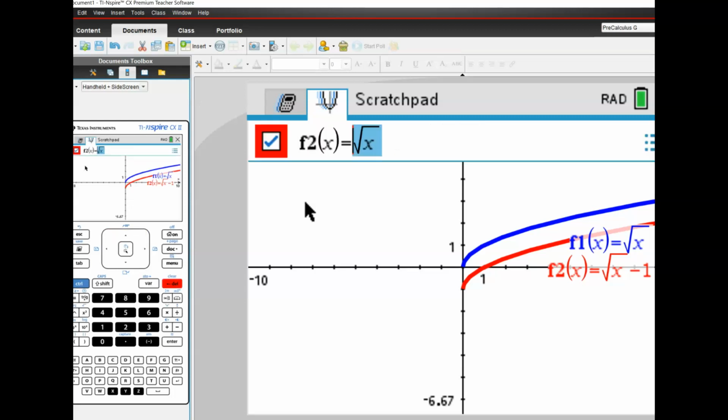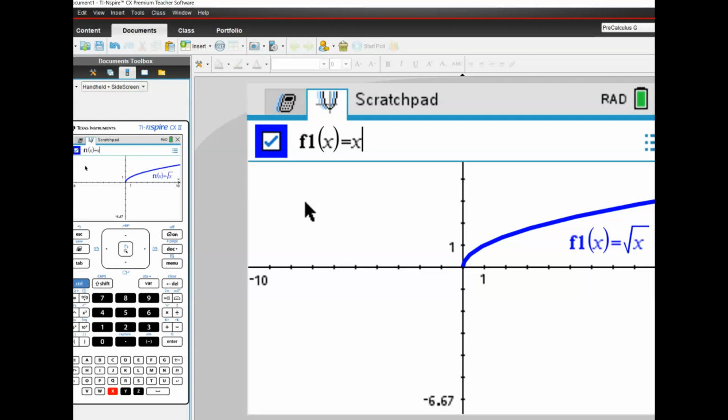All right. Delete. Scroll up. How did it shift from Y equals X? It goes down by 1. All right. So X cubed.